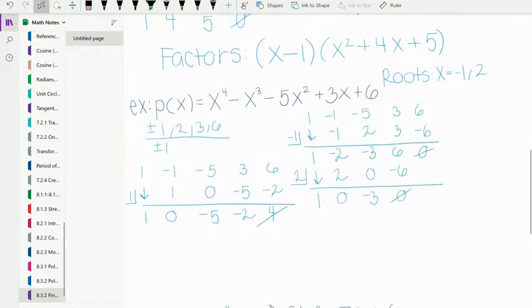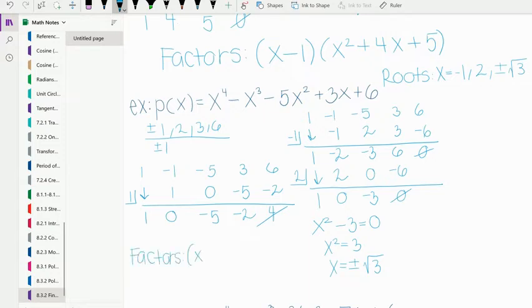But what we could do now is turn this into a quadratic. So the quadratic would be x squared plus 0x minus 3, or just x squared minus 3 equals 0. So x squared equals 3. So x equals plus or minus root 3, which counts as 2 separate roots. So I'm going to go ahead and add that. So now we have 4 solutions. And our factors of this we would write as x plus 1, x minus 2, and then we would leave that in terms of x squared minus 3.